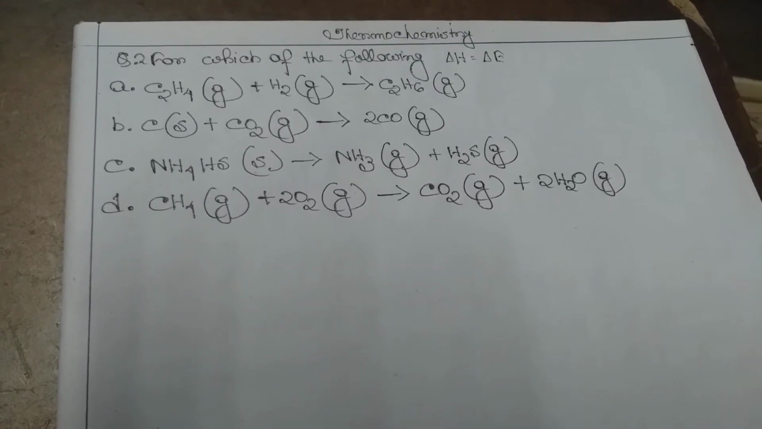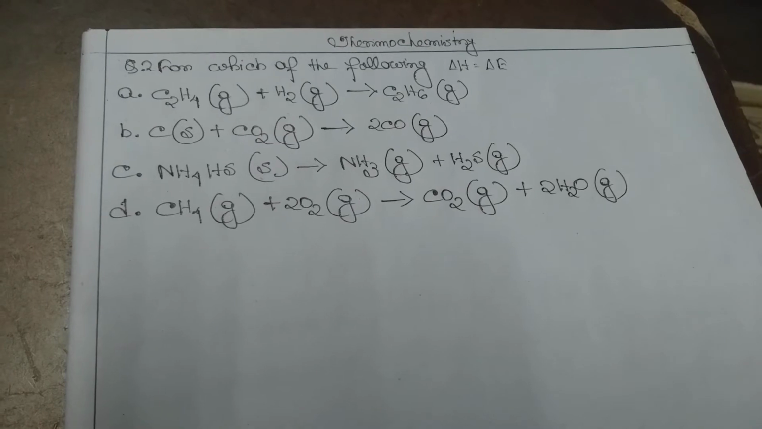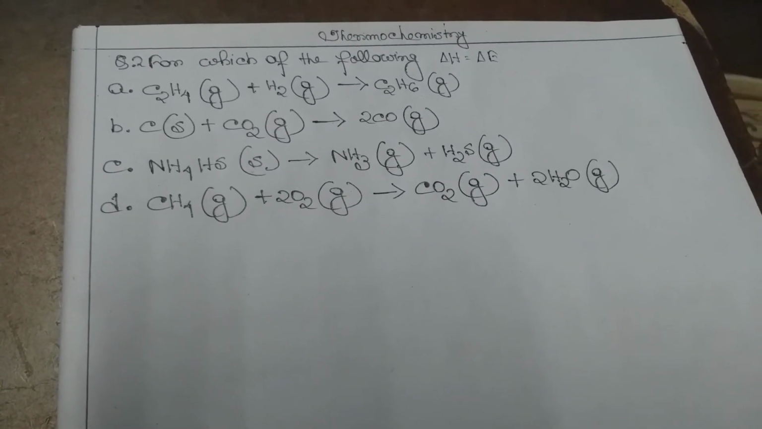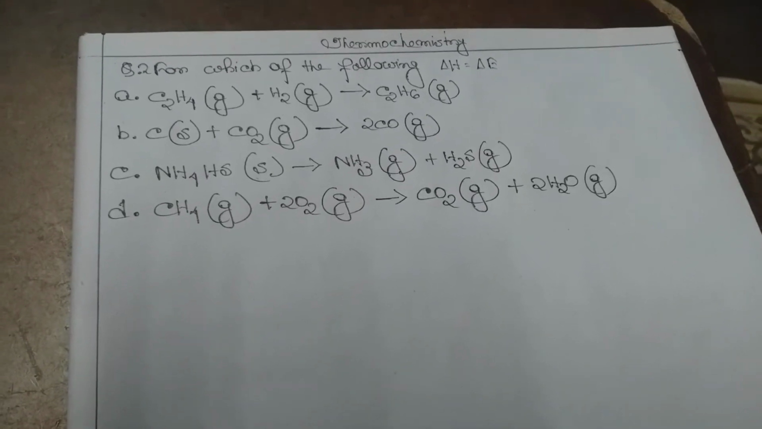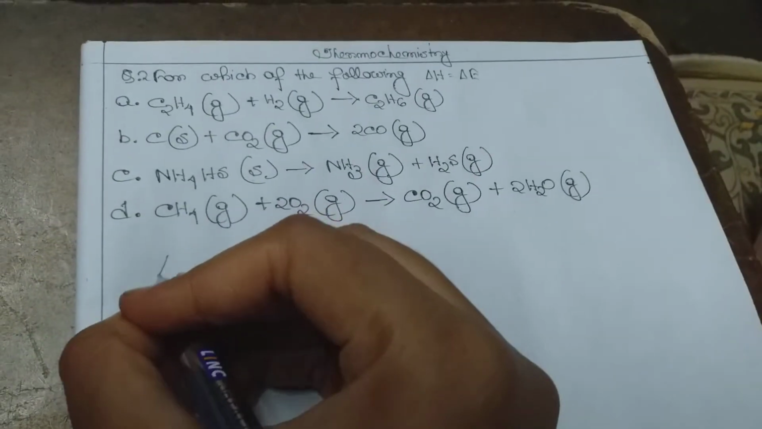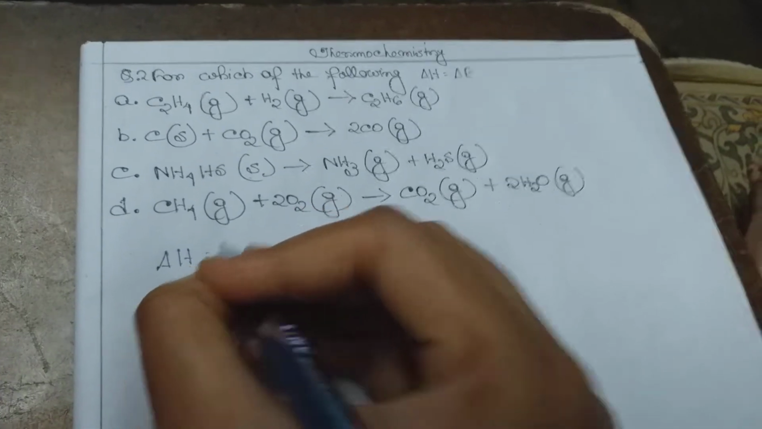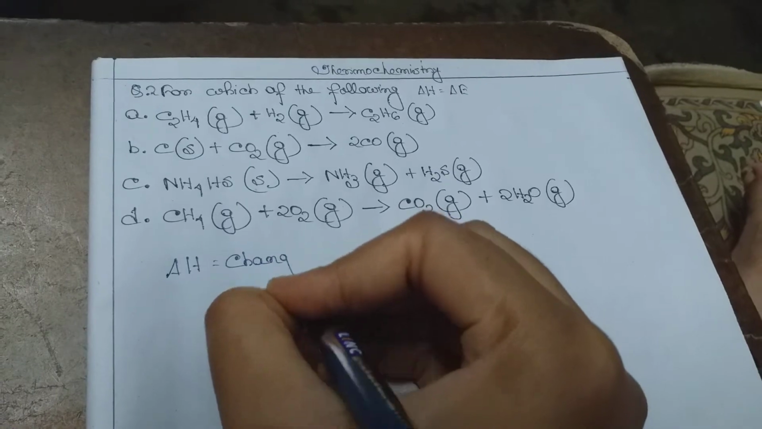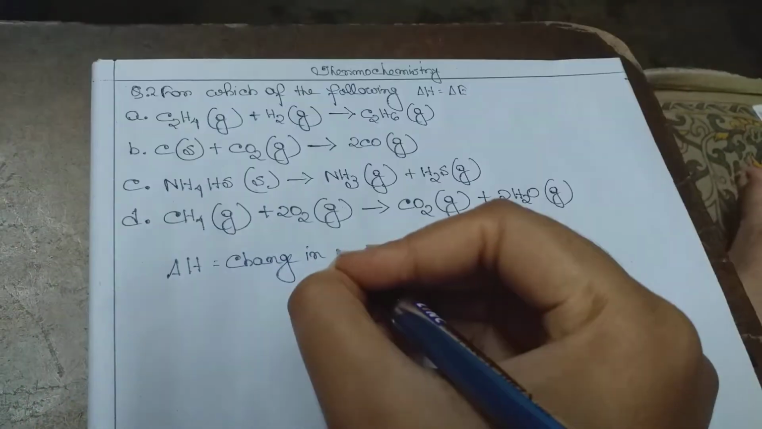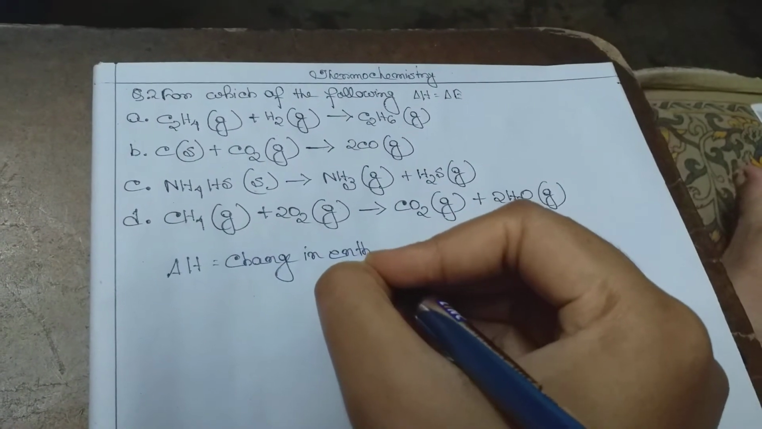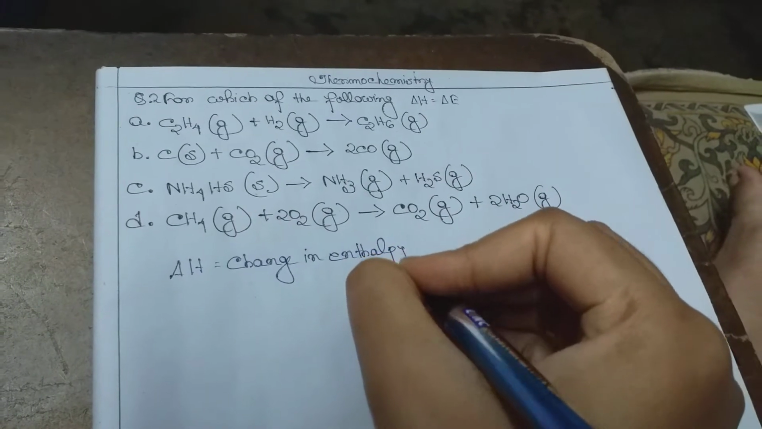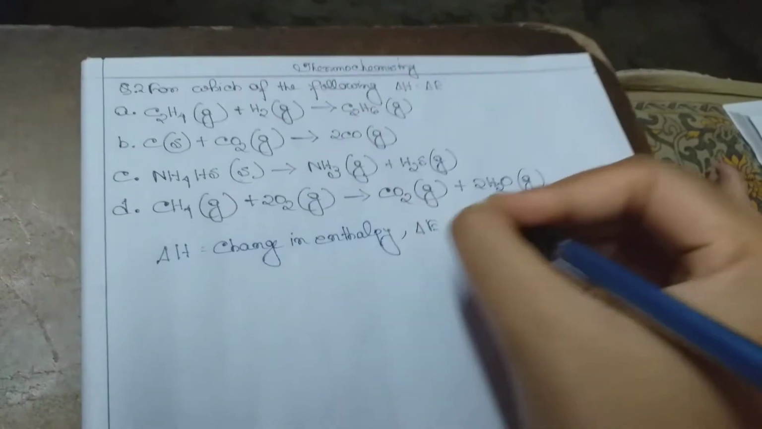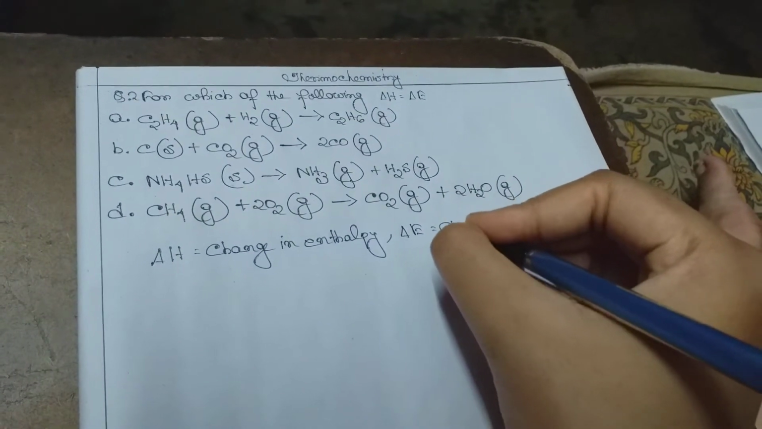Today I will discuss another question from thermochemistry. Now the question is, for which of the following reactions is delta H equal to delta E? Here delta H is the change in enthalpy and delta E is the change in internal energy.